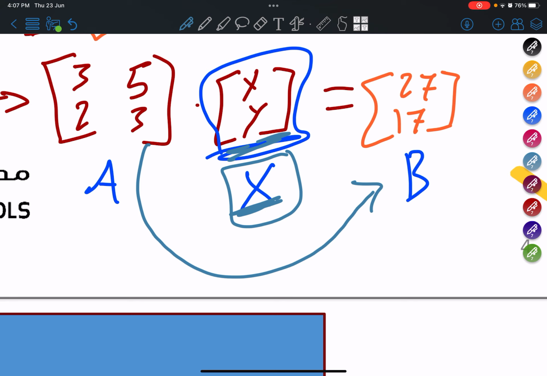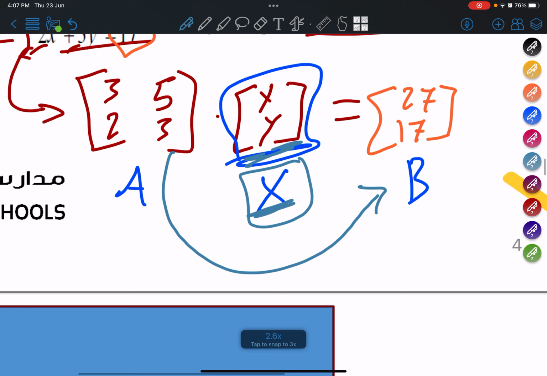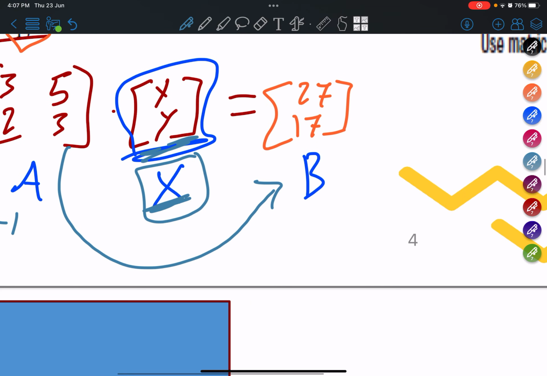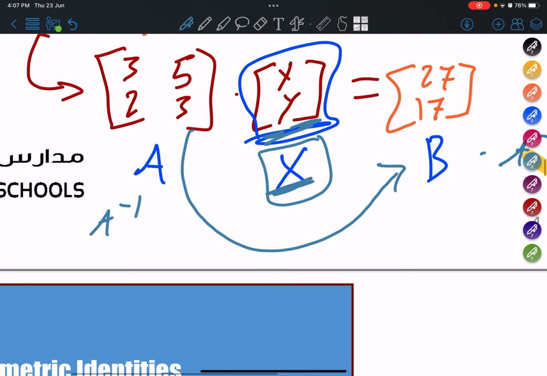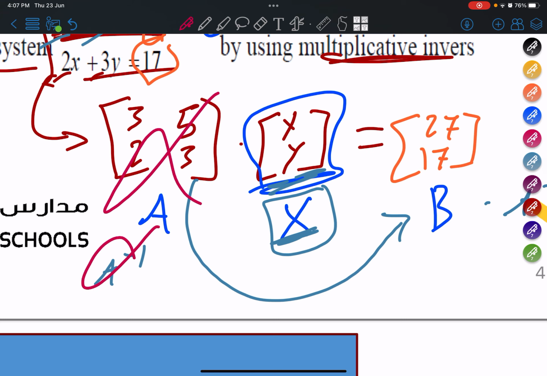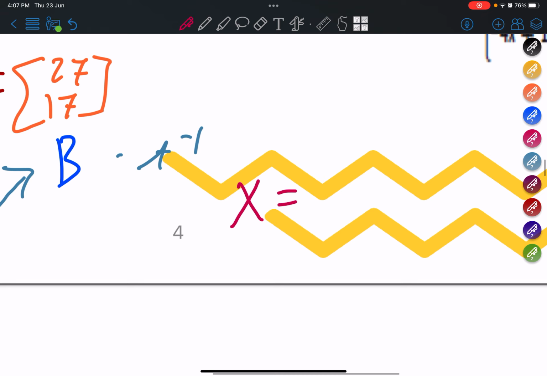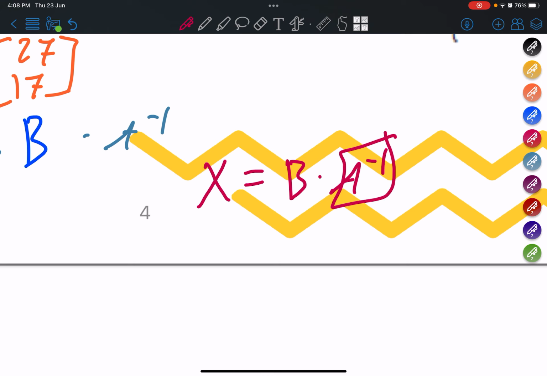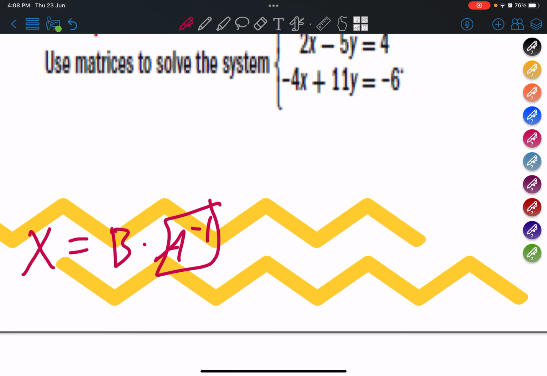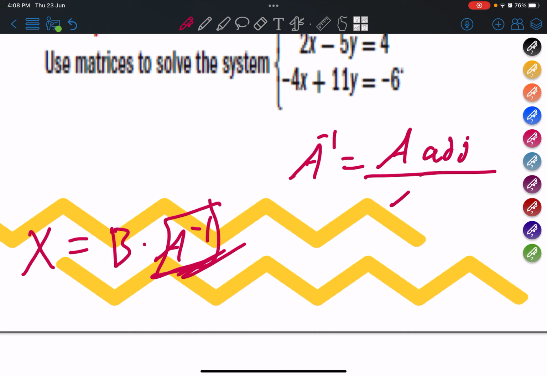But we cannot divide in matrices, so what we will do is multiply by the inverse of A on both sides. So here, times inverse of A. So this will cancel with this, and now essentially you'll have the value of X, which is what we want, equal to A inverse times B. Okay, so what does A inverse mean? A inverse is going to equal A adjoint over A determinant. Now what does each of these mean?